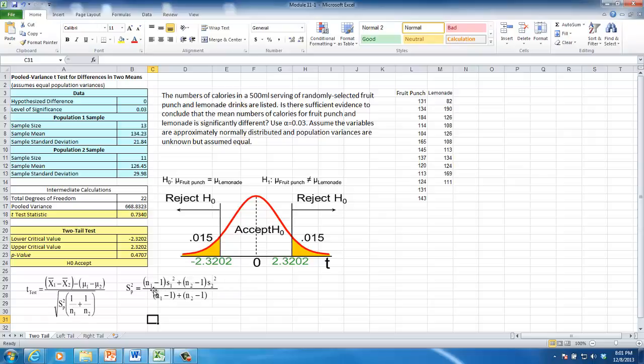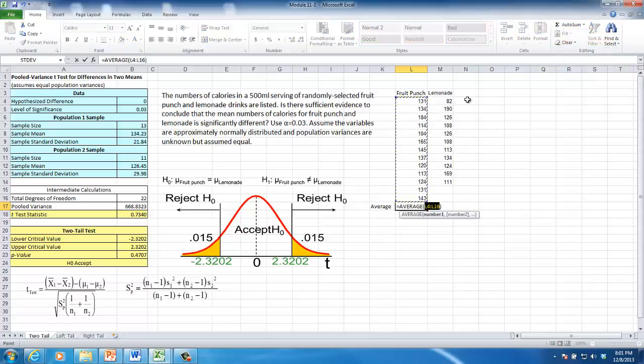And then I need to find S square for the population. Now we need to go step by step. First of all, I need to find the average and standard deviation for the samples. Let's find the average for fruit punch. I just put average, go here, average, and hit enter. And then the average for the lemonade, I can just copy and paste.